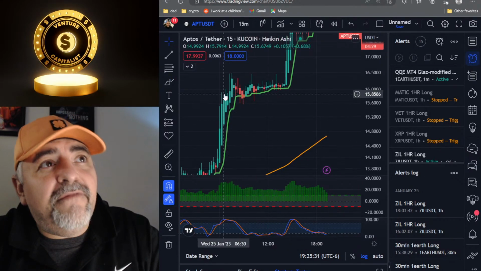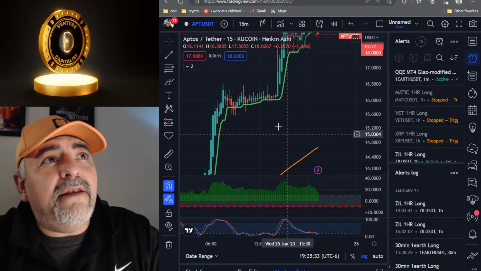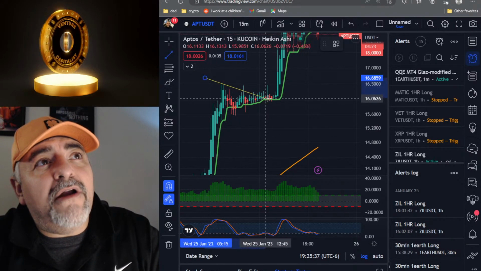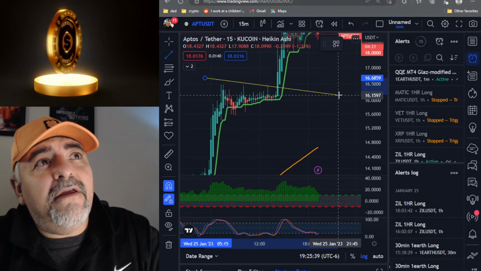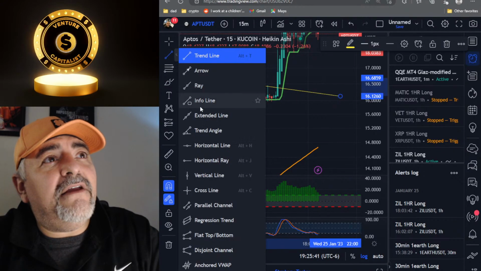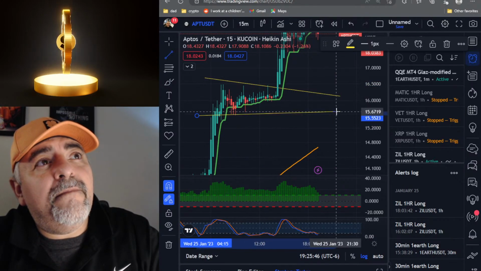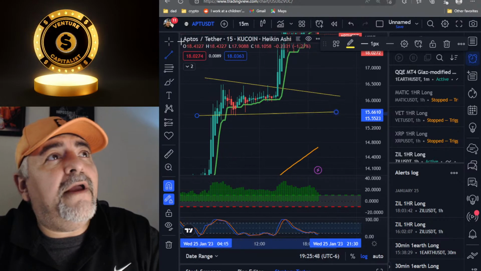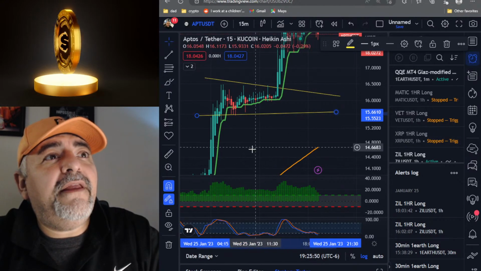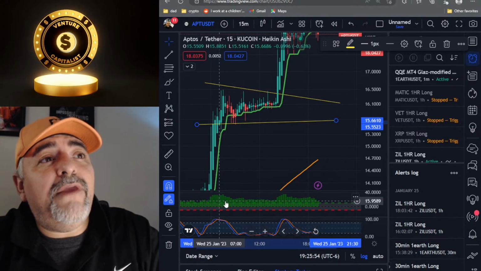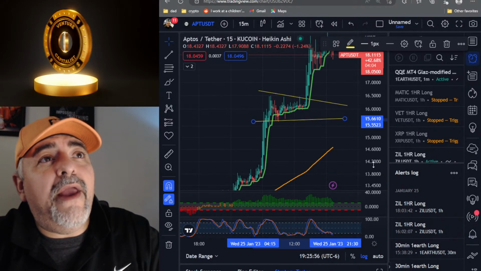Here's the flag pole, right? Now with the flag pole, we can jump over here. We're going to take our marks. Let's get our flag, and we're going to take our bottom. All right, and let's open this up a little bit here. As we can see on our indicators, we are green all the way.